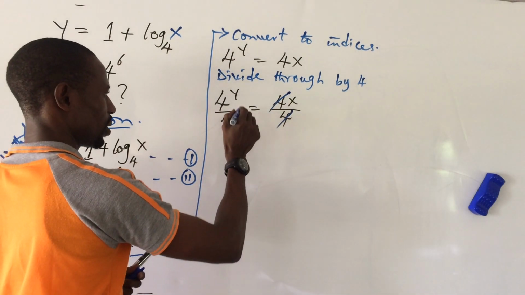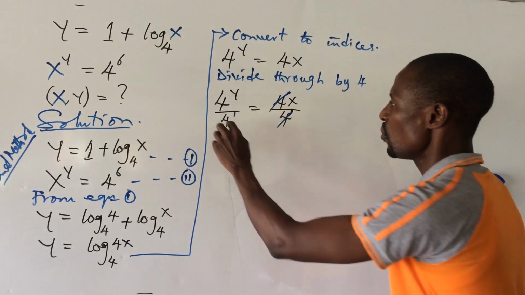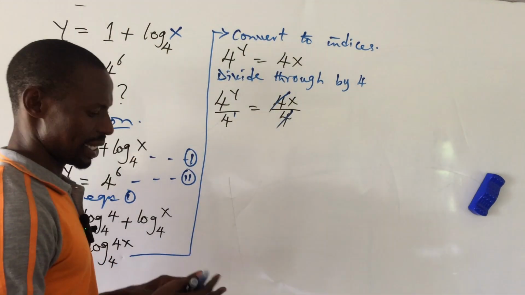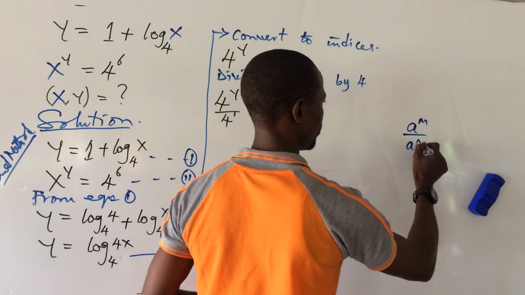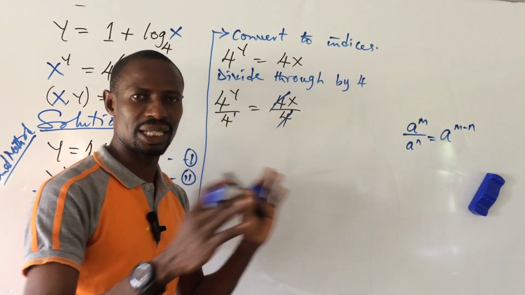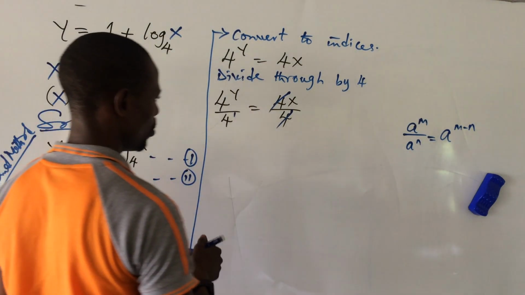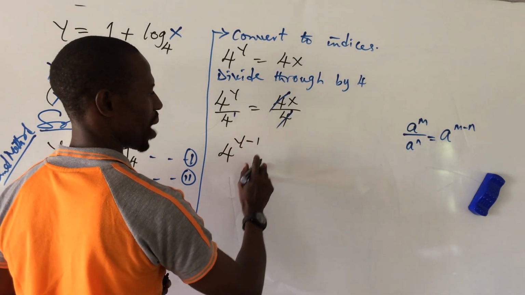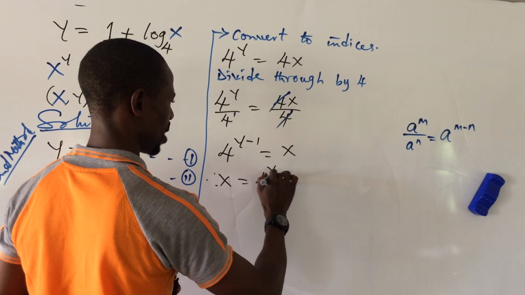This guy is to the power of 1, divisible 1 here again. We are having the same base, and the division law of indices says that when you have a to the power of m all over a to the power of n, this is equal to a to the power of m minus n. It said subtract the power. So if we subtract the powers, this expression will in turn give us 4 to the power of y minus 1 equal to x. Therefore, our x is equal to 4 to the power of y minus 1.